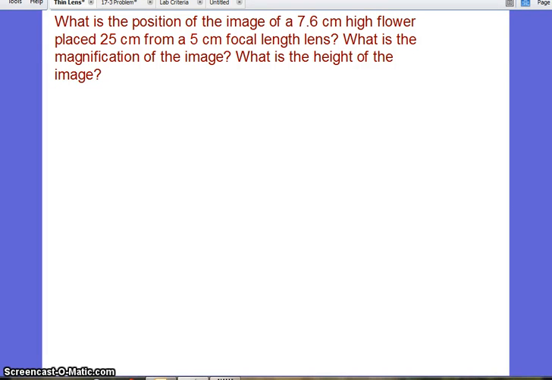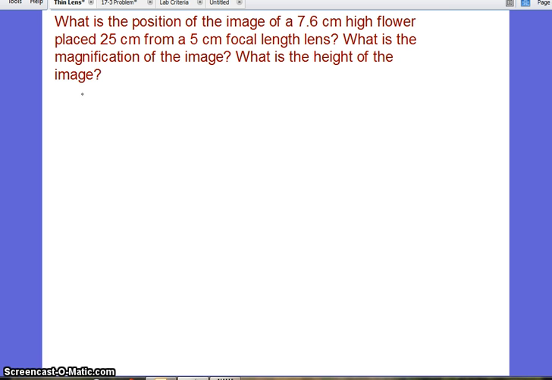In this problem, we are supposed to use the thin lens equation to solve for the image distance, the image height, and the magnification of a flower. The problem reads, what is the position of the image of a 7.6 centimeter high flower placed 25 centimeters from a 5 centimeter focal length lens? What is the magnification of the image, and what is the height of the image?